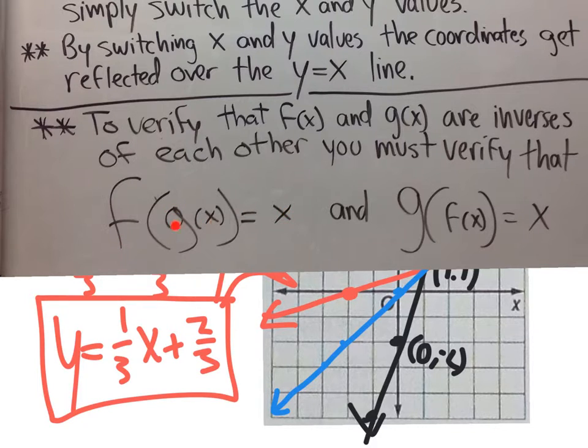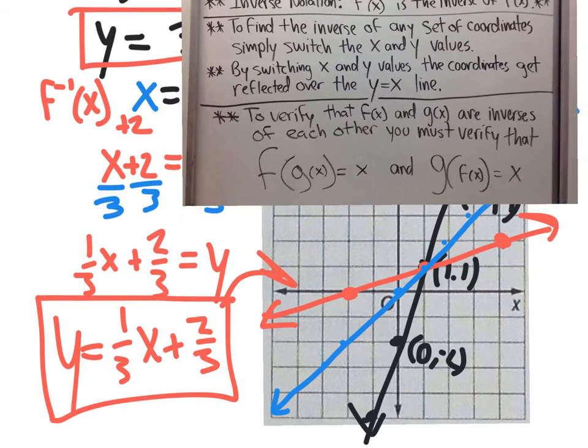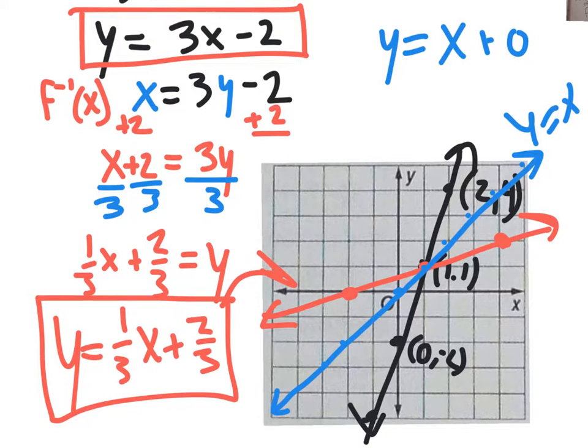That means I need to plug in g of x into my f of x function, and everything should magically cancel out except for x. Likewise, I also need to verify that if I plug f of x into my g of x, everything magically cancels out except for x. So to demonstrate that, let's go to this example that we already verified.